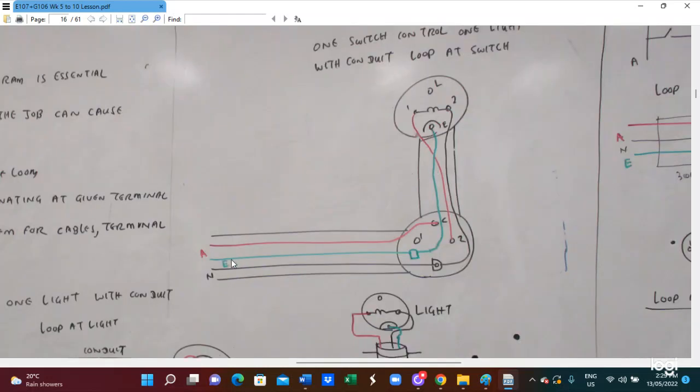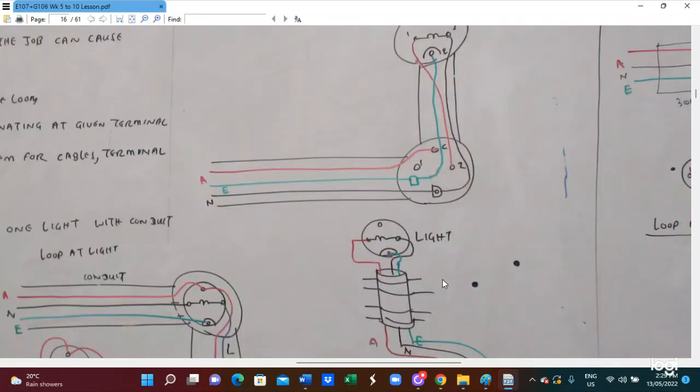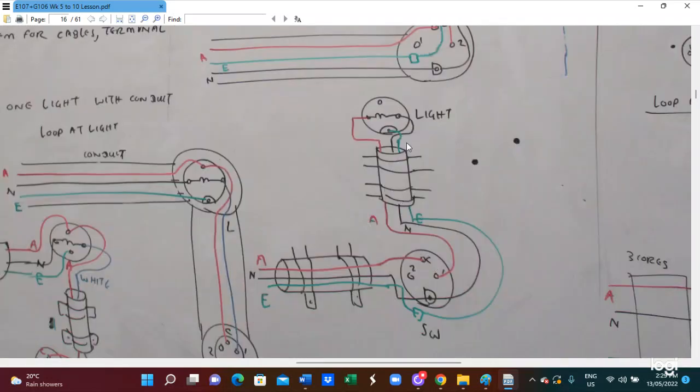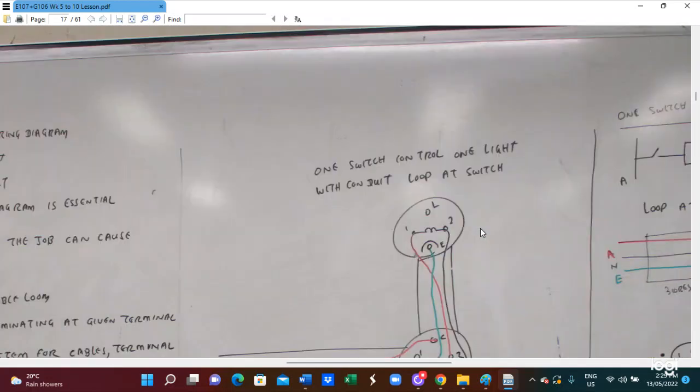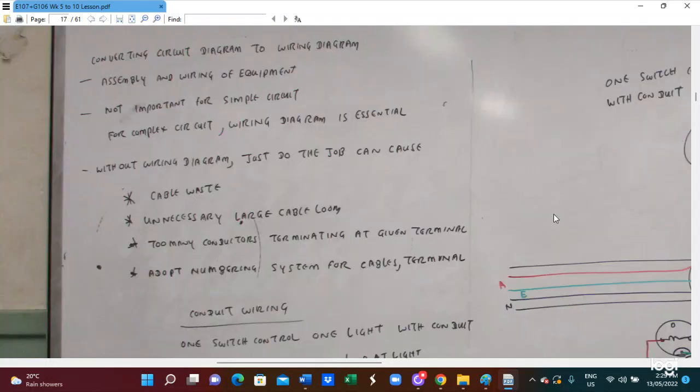You can add a wire coming here, and here you terminate at the switch terminal, and this wire goes to the active terminal like this. So this is the connection diagram. We can draw the conduit diagram like this. This is how we do the wiring from the circuit diagram to the conduit wiring diagram.